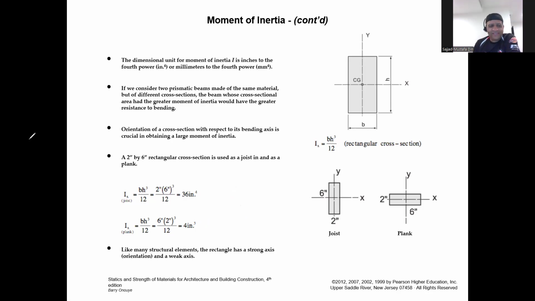Okay. So as you can see, the rectangle has a strong axis orientation and a weak axis, right?